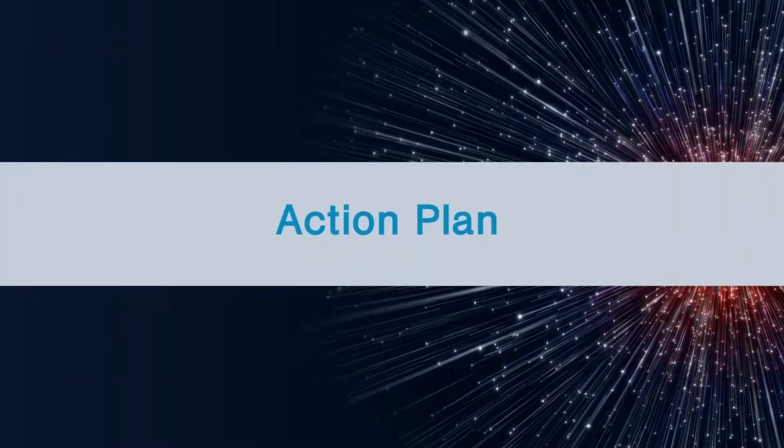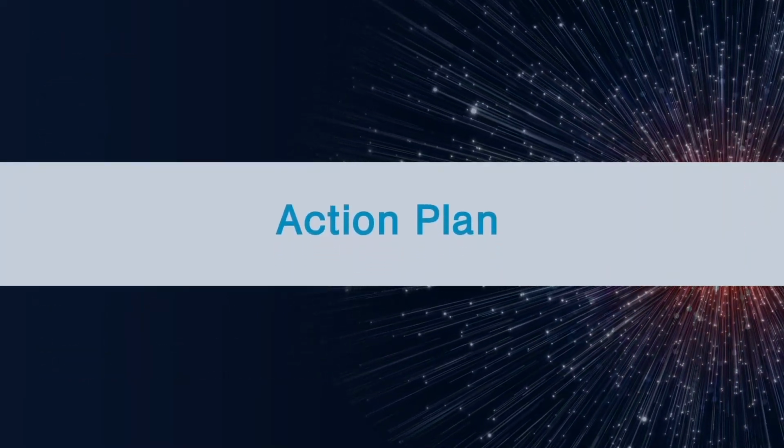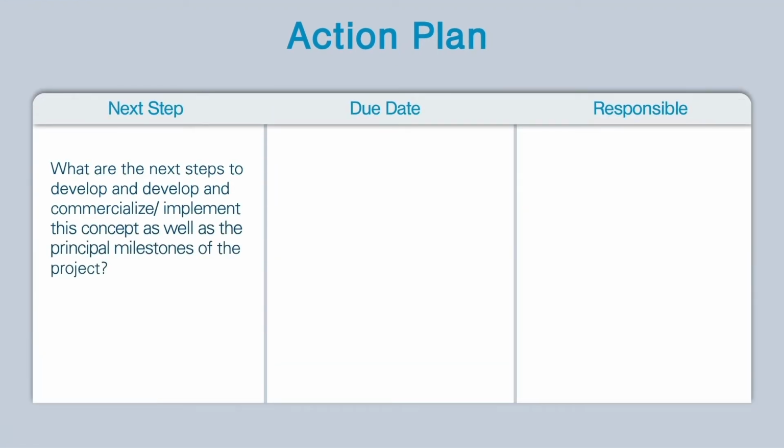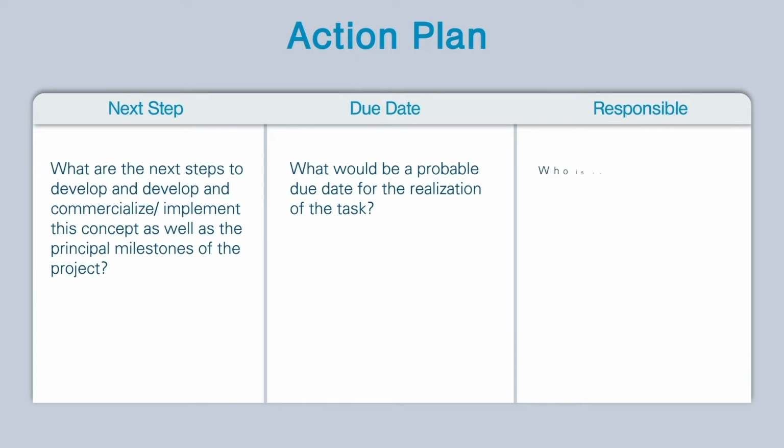On the final page, there is a preliminary action plan that addresses the following questions. What are the steps to develop and commercialize or implement this concept? The intent is to present when important milestones in the project are expected to be reached. And who is the owner of the results of the tasks? It is an overview of what would come next if the concept is selected.